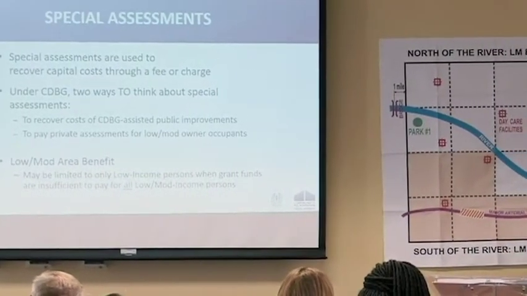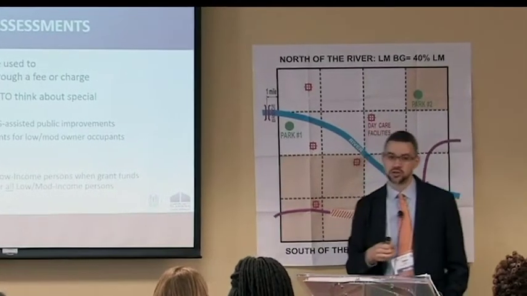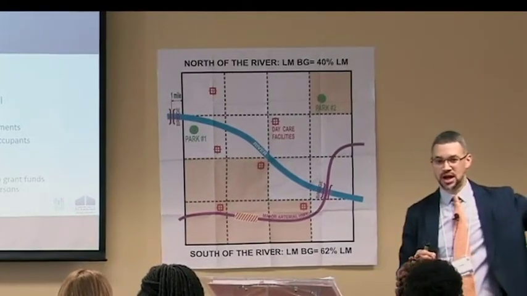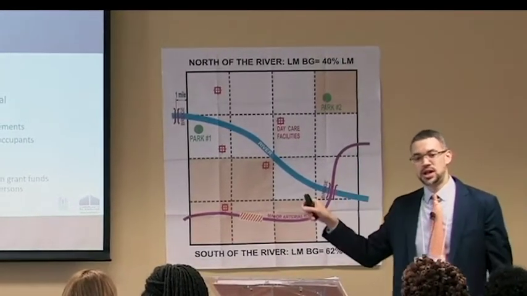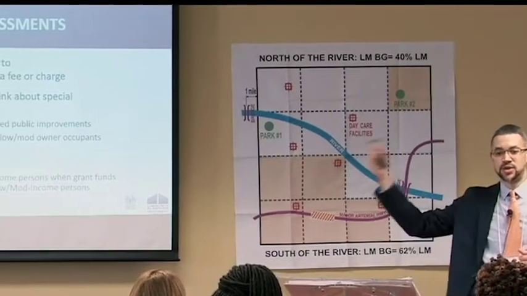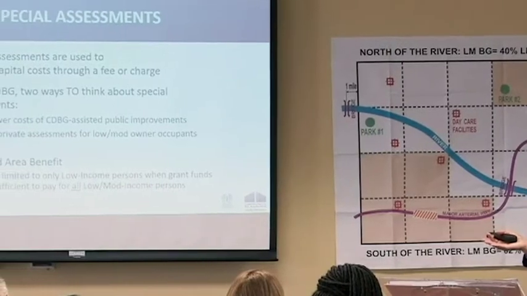Or you can use CDBG dollars to pay for private assessments of low and moderate income occupants. So let's say you use city dollars to install a new street or install a new sewer line. You can use CDBG dollars to pay for the cost of the special assessment fee that's then levied on the low mod households living in that area.